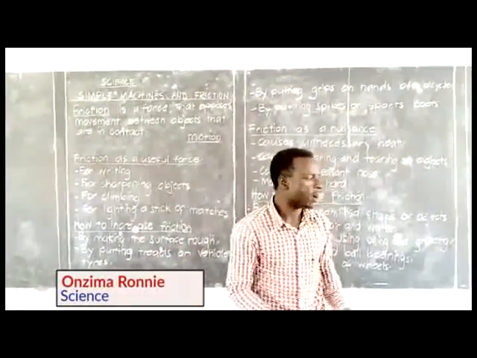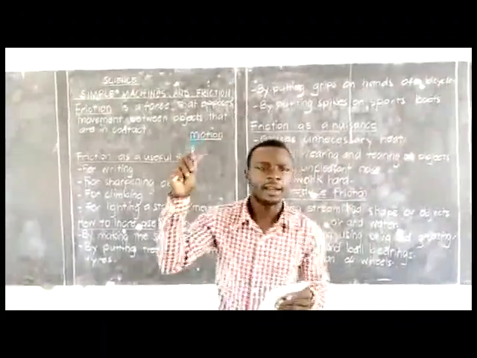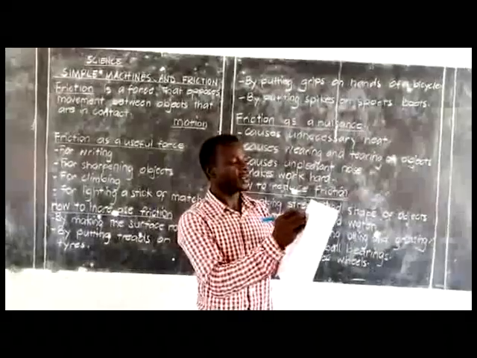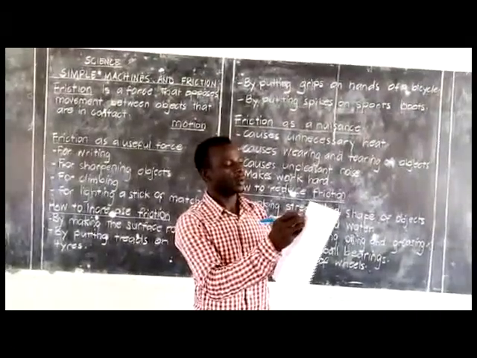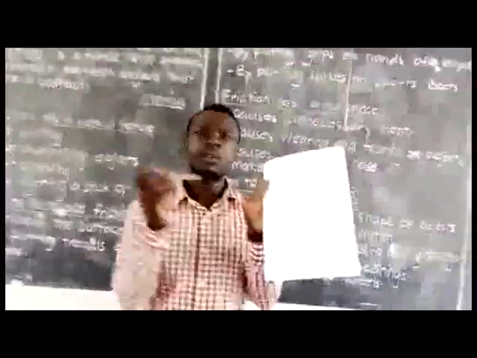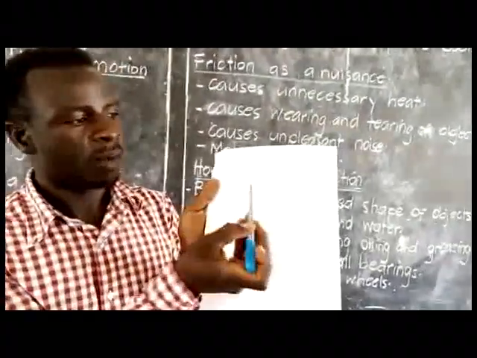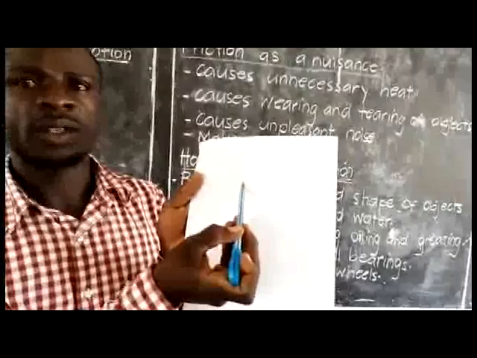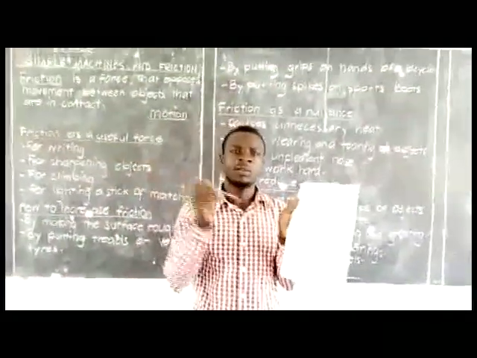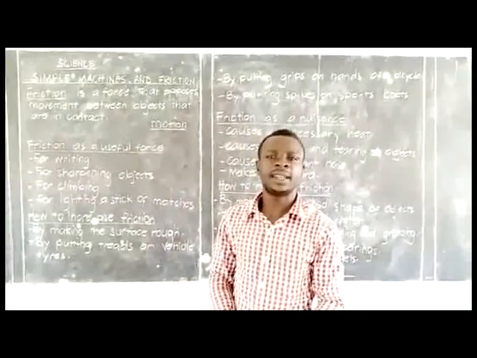For example, I have a paper here. I have a pen. I write using it, the word friction. I've been able to write here friction with the help of this force known as friction. I've been able to write the word friction using a pen with the help of friction. This is how friction is useful in our daily life.